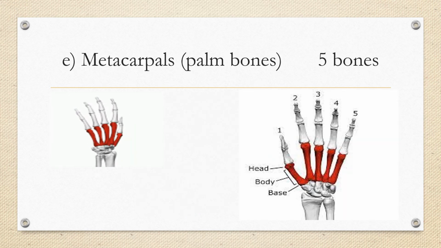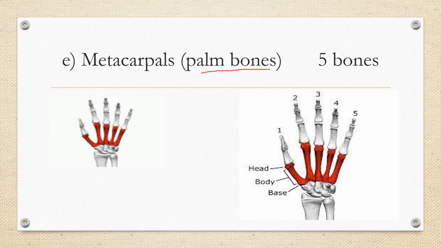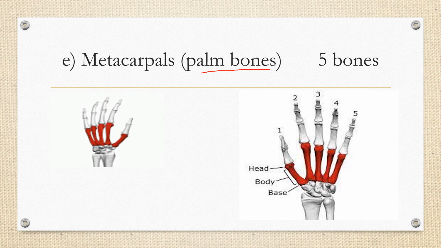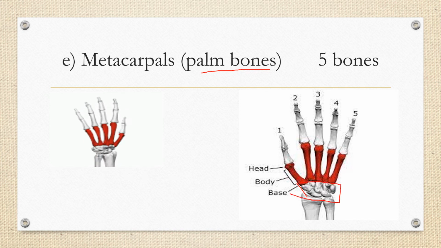Next one are metacarpals, and the metacarpals are commonly called palm bones because they are constituting your palm. These bones are present between your wrist and between fingers. You can see that this is your wrist and these are fingers. So these bones are present between the wrist and the finger.